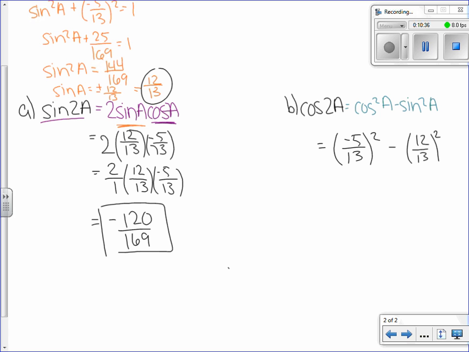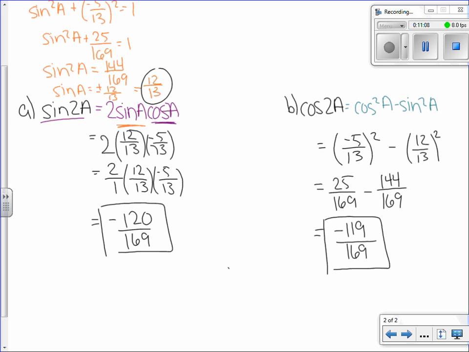Okay. So negative 5/13 squared, that's going to give me 25 over 169. Minus, I'm going to get 144 over 169. 25 minus 144 gives me negative 119 over 169. These already have common denominators, which is awesome. And let's see if that reduces to anything. It does not. So this is your final answer.